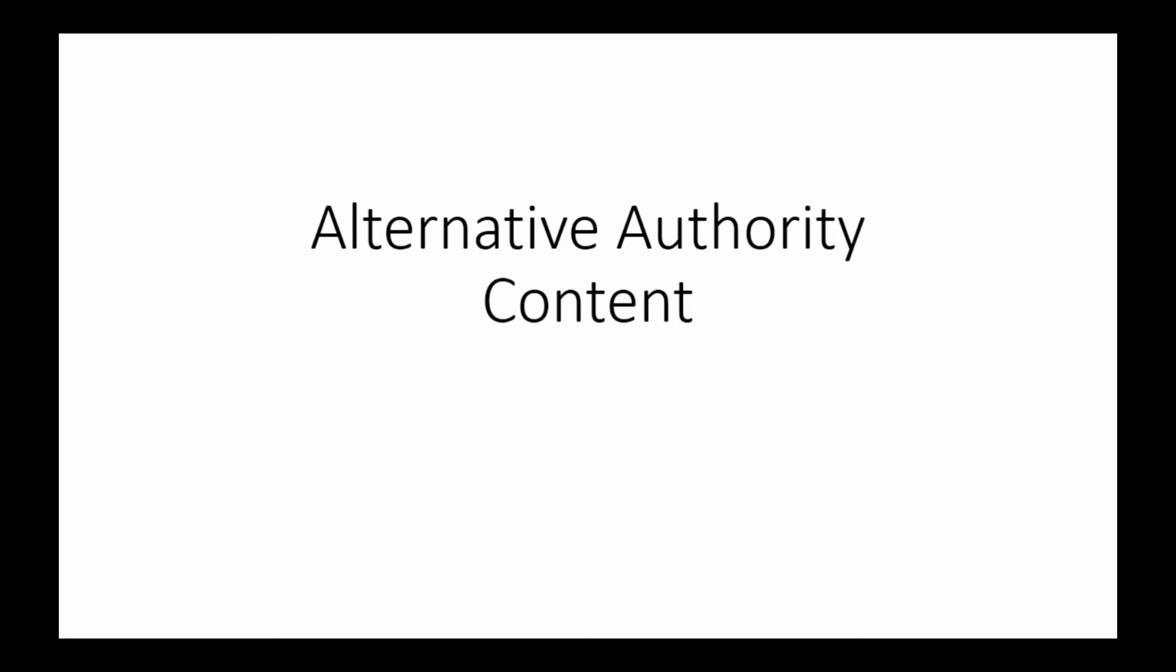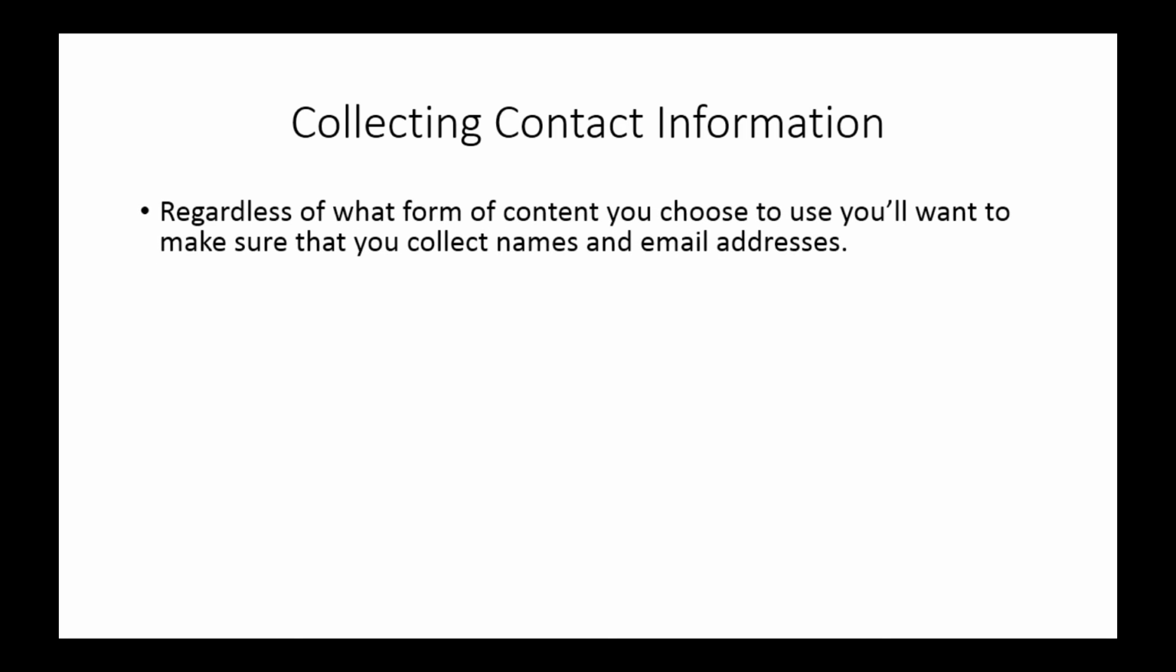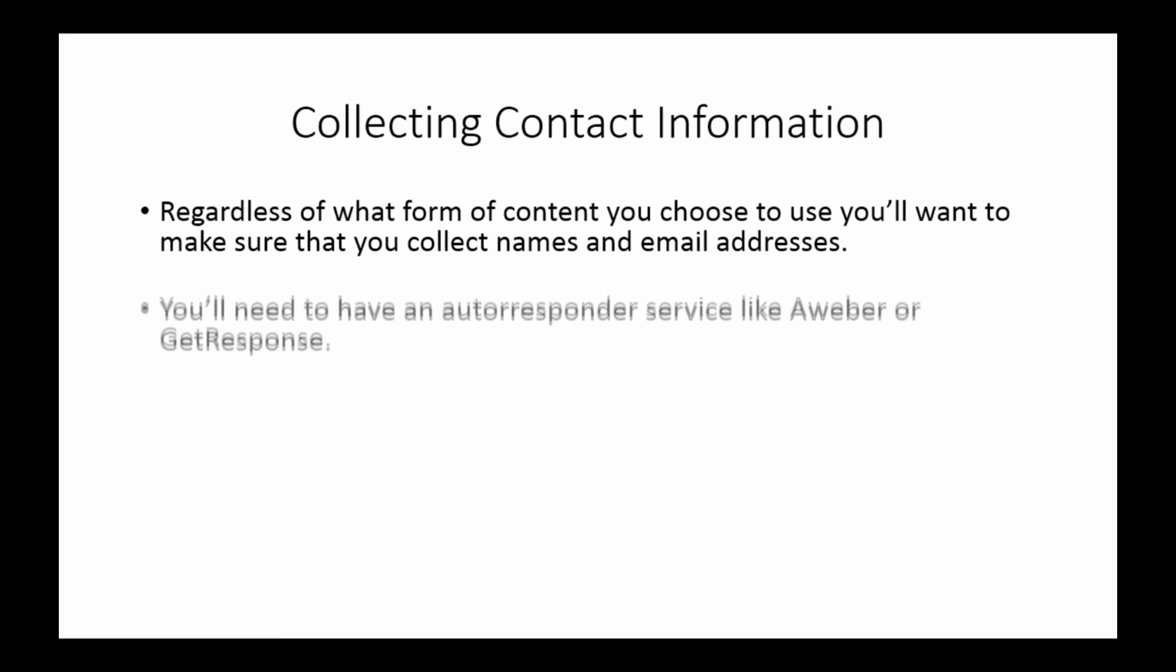Welcome back to Alternative Authority Content, and in this video we are going to be discussing the most important aspect of really converting that content into prospects and buyers, and that is collecting contact information. Now, regardless of what form of content you choose to use, even if you choose to use your blog content, primarily written content, video content, or audio content, you want to make sure that you are collecting names and email addresses of people who come in contact with your content.